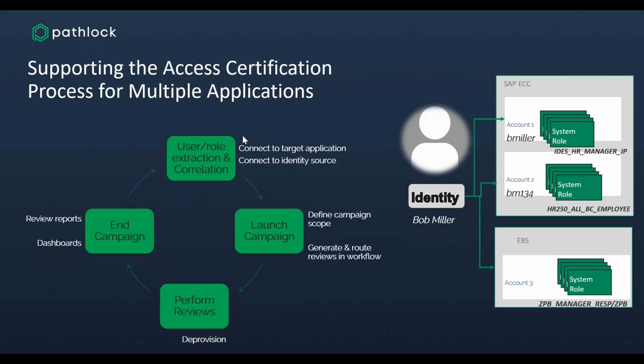So once we have that data extracted and correlated, we can define the scope of the campaign, what users and what roles need to be reviewed. And once we start that campaign, the review tasks will be routed to the reviewer's inbox. The reviewers will then perform their reviews and decide to approve or retain the access, or they can decide to reject and revoke the access, in which case the deprovisioning process or other corrective actions will be triggered.